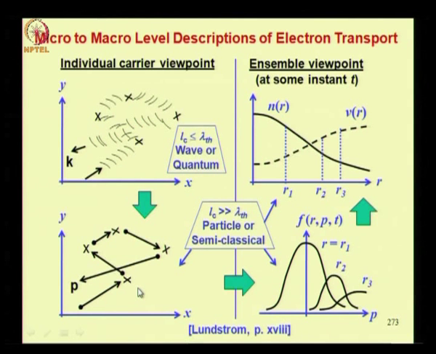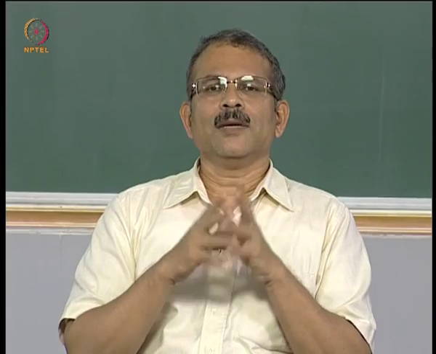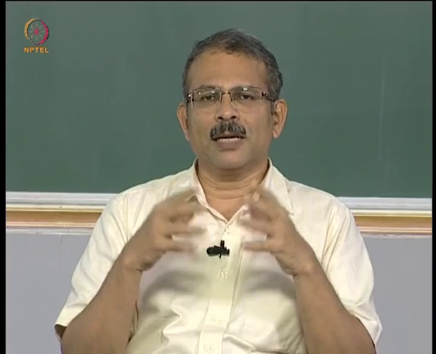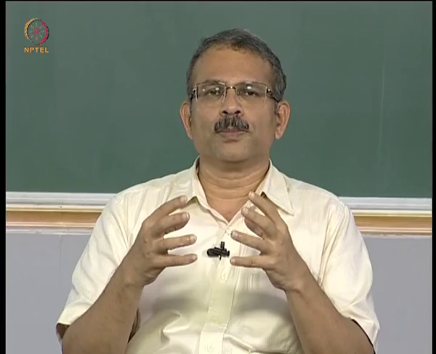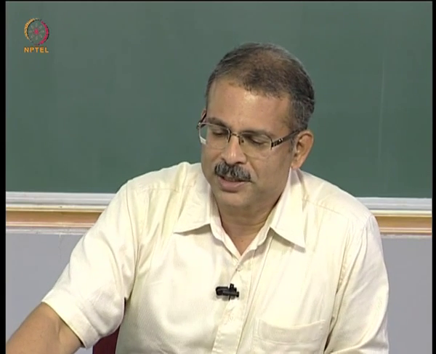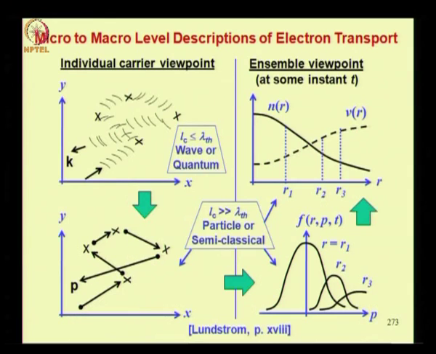The most fundamental level here is again the individual carrier viewpoint. You treat every carrier individually as a particle between 2 collisions obeying Newton's laws. The next higher level is an ensemble level, where instead of looking at particles individually, because there are millions of particles, you look at them as a group and you talk in terms of the distribution function, which talks about the distribution of a collection of electrons over momentum, space and time.